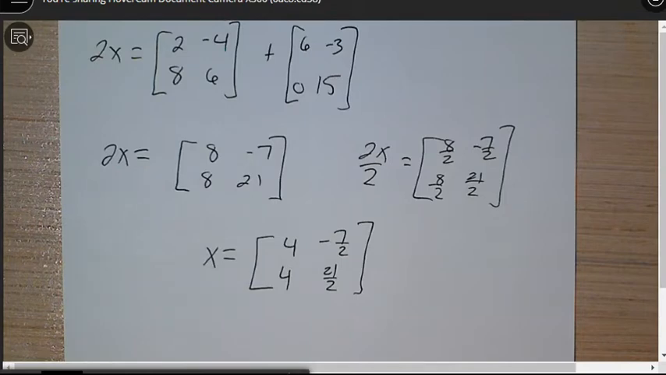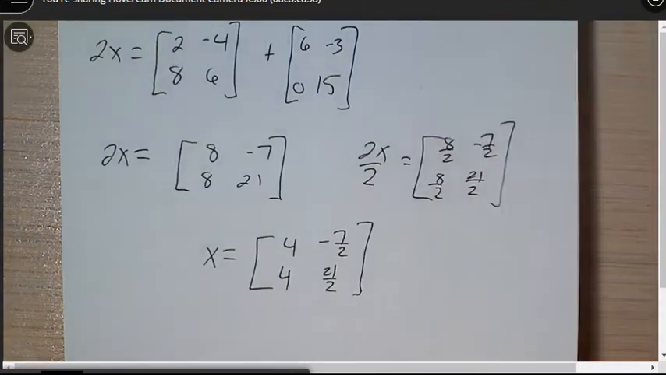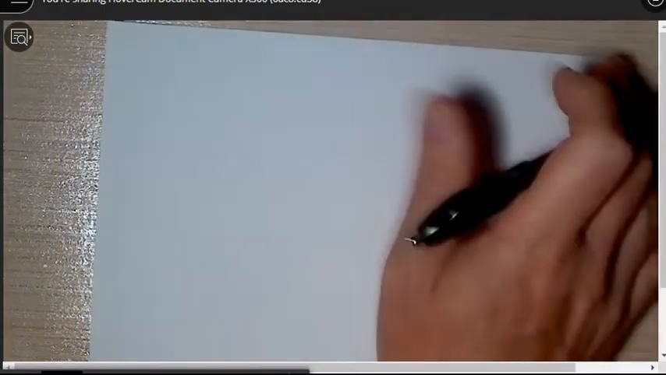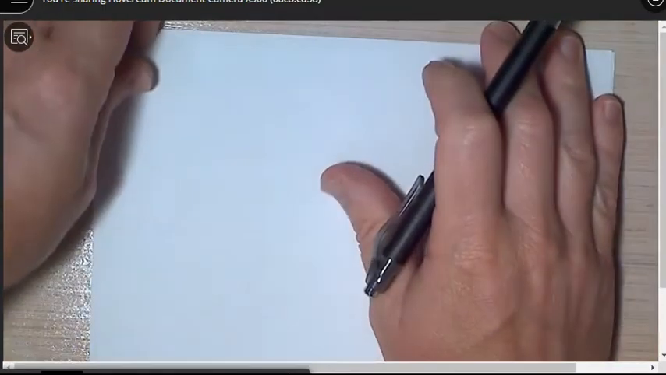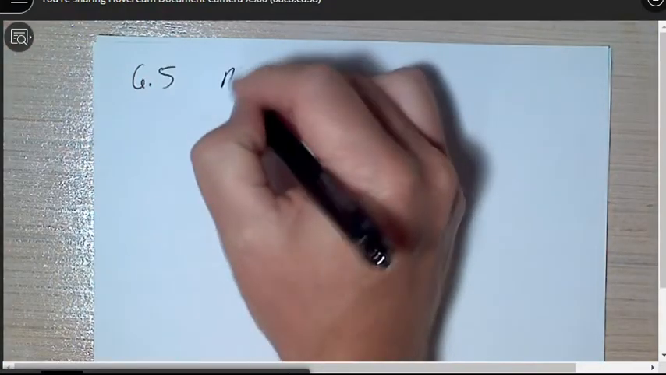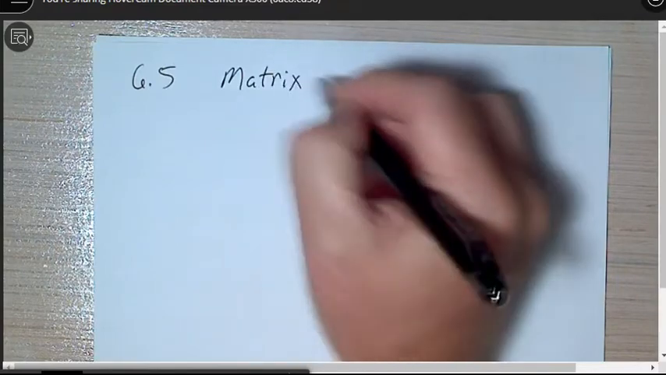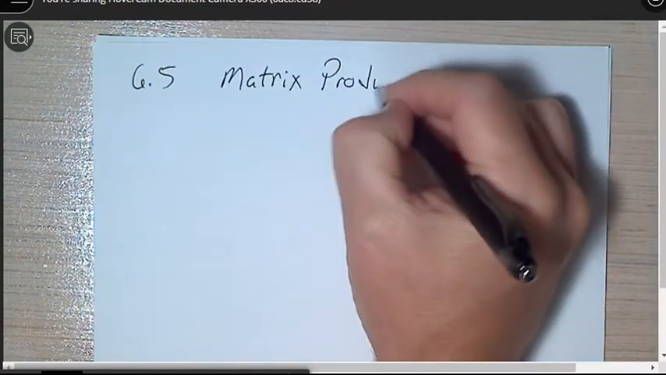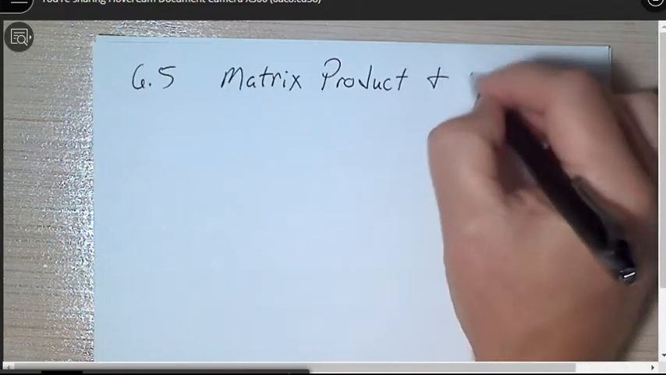And really everything that's happening is they're building up to 6.5. It's only got a couple of things in it, but it takes a little bit to go through everything with this one because there's a lot of different steps and some different procedures that you have to go through for 6.5. And 6.5 is matrix product and inverses.